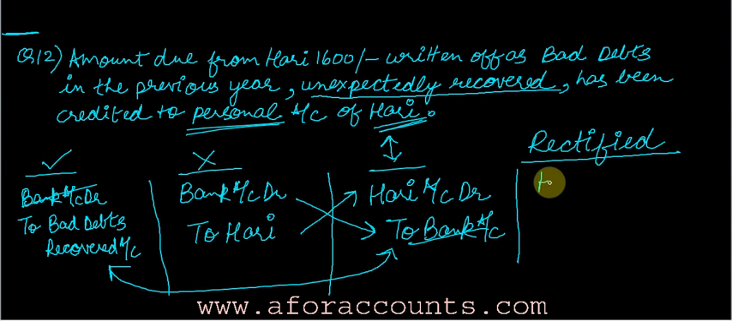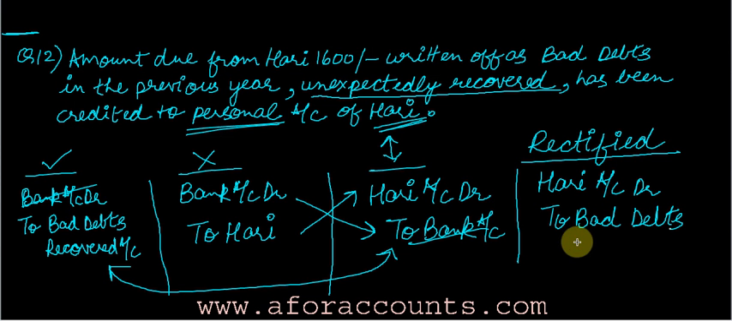So entry is Hari account debit, and credit is to bad debts recovered account, and the amount is 1600. So this is finishing off the 12th entry. Let's go on to the 13th.